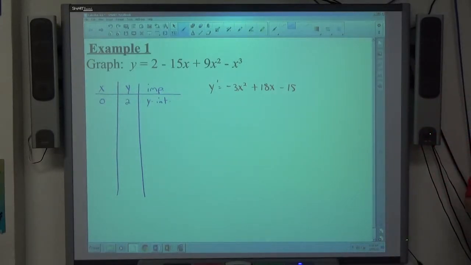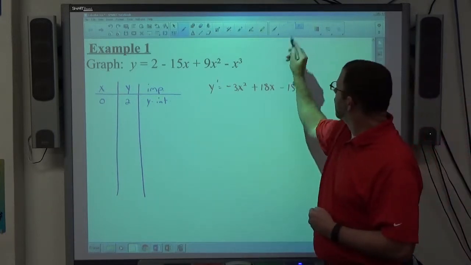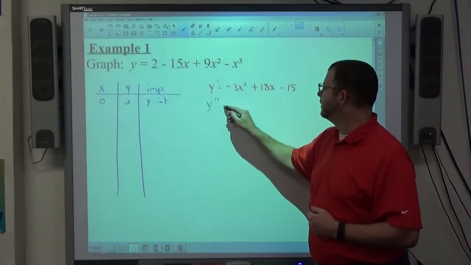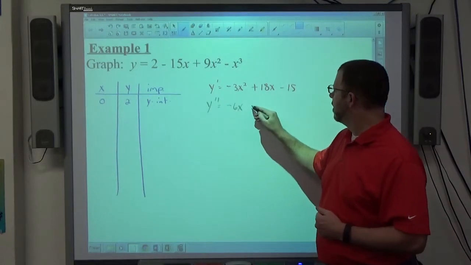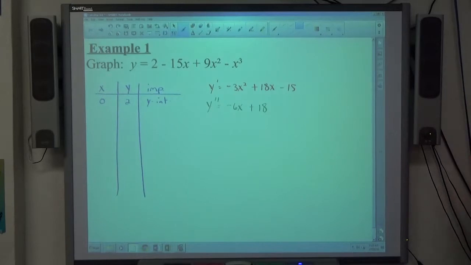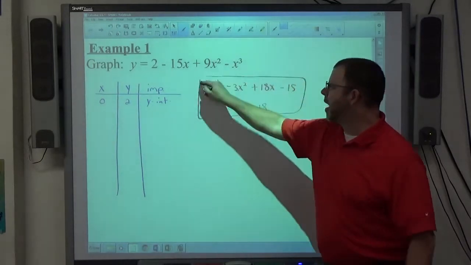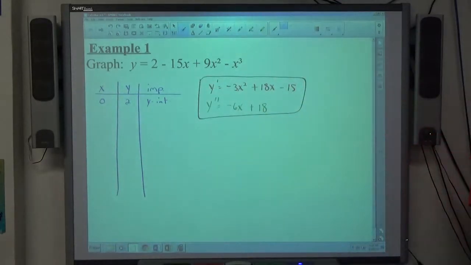In section 4.3, we use the second derivative to establish concavity and inflection points. So I want to also get the second derivative, negative 6x plus 18. I do recommend finding the first and second derivative immediately. Put it in a little box, so when you need it, you go back and get the one you need.